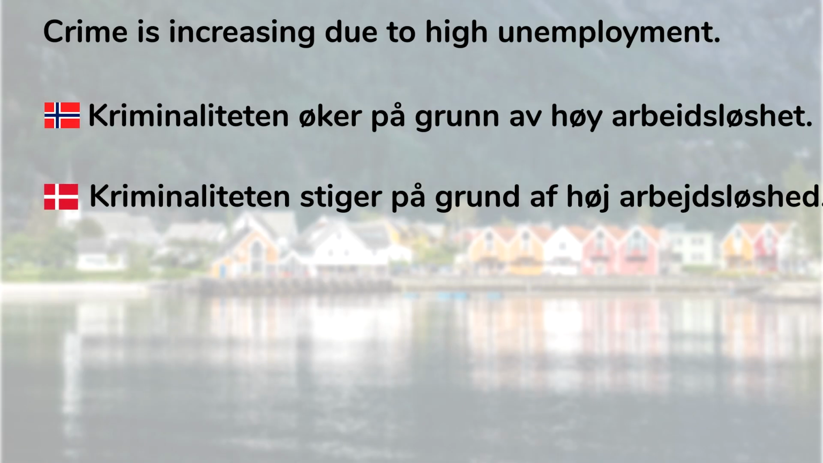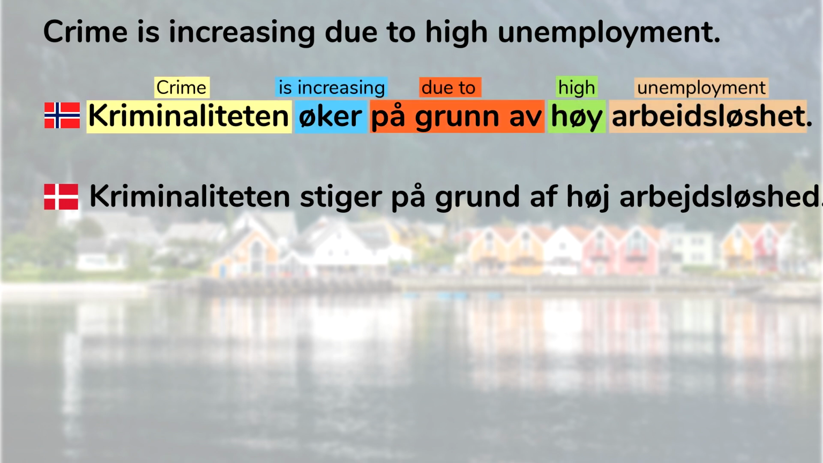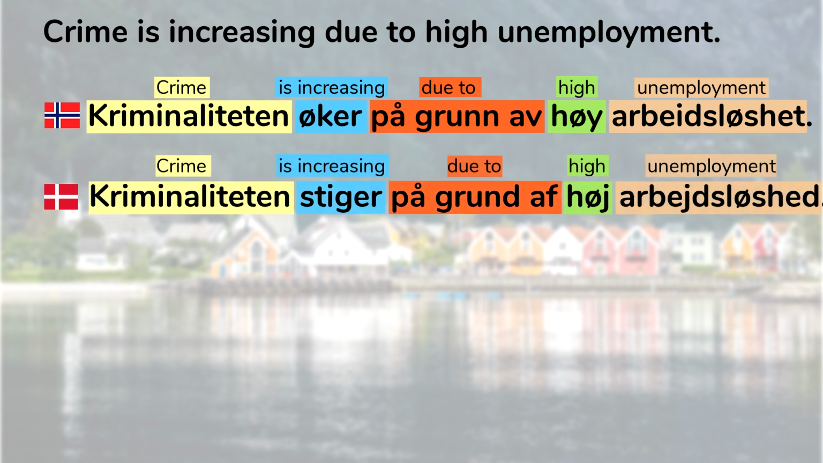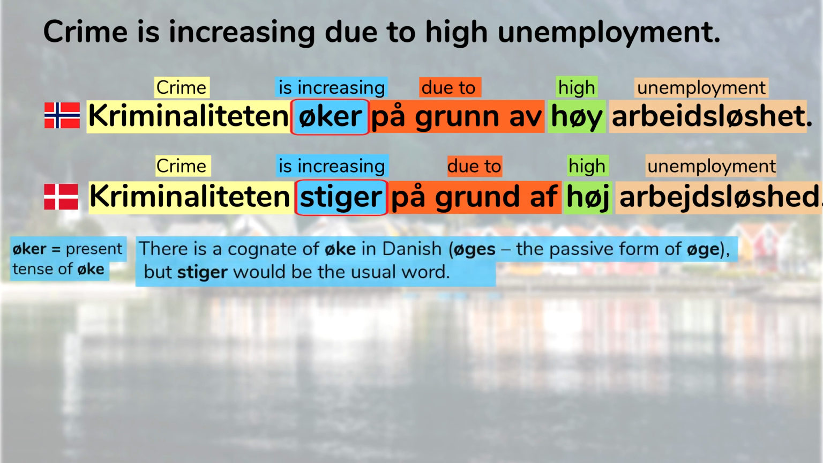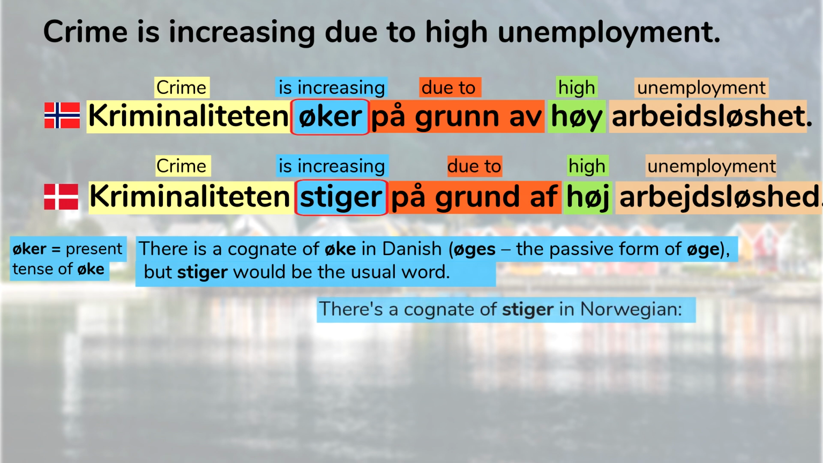Another sentence meaning crime is increasing due to high unemployment, in Norwegian, Kriminaliteten øker på grunn av høy arbeidsløshet, and in Danish, Kriminaliteten stiger på grund af høj arbejdsløshed. The main difference in this pair of sentences is a difference in vocabulary preference. For example, these words, which are the present tense forms of the verb meaning to increase. There is a cognate of øke in Danish, øge, but the usual word would be stiger, and there's a cognate of stige in Norwegian.